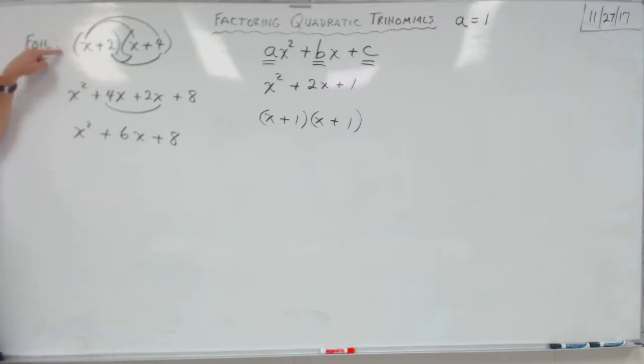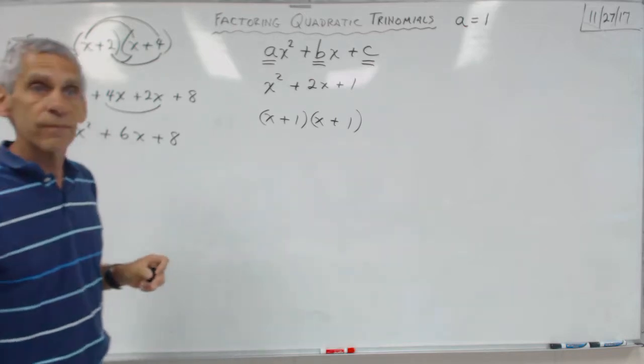This is the factored version up here. This is the quadratic trinomial. We know how to go from here to here, right? Our goal now is to go from here back to here. Really, really powerful.